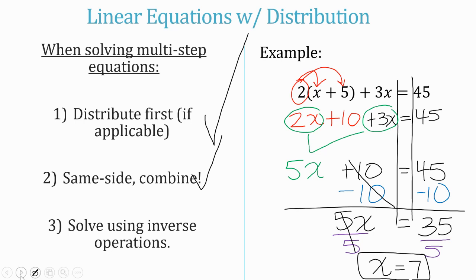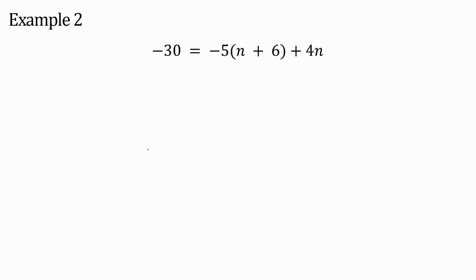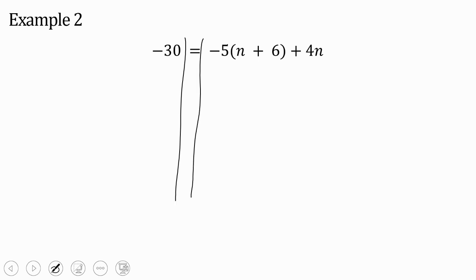Okay, let's take a look at another example. Negative 30 equals negative 5 times the sum of n and 6, plus 4n. Let's go ahead and draw those train tracks. Okay, we're going to distribute here.